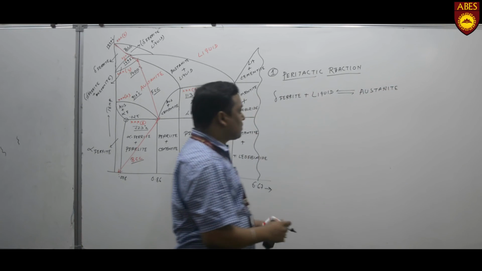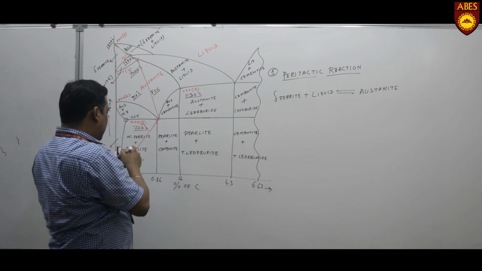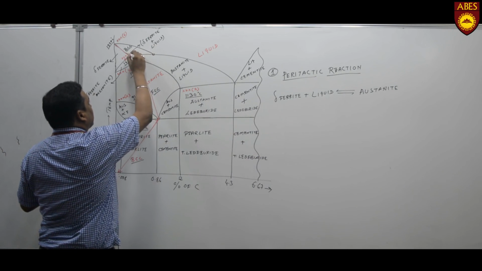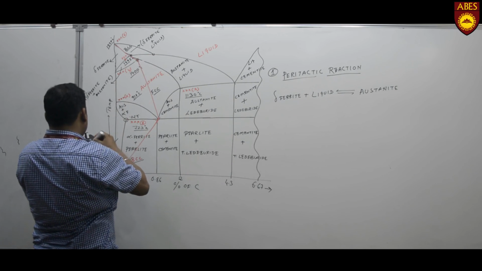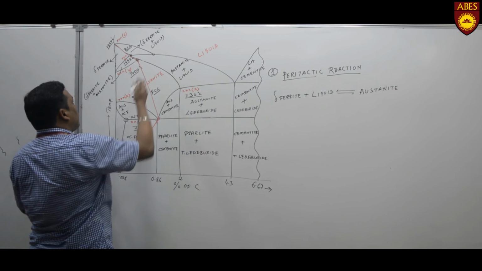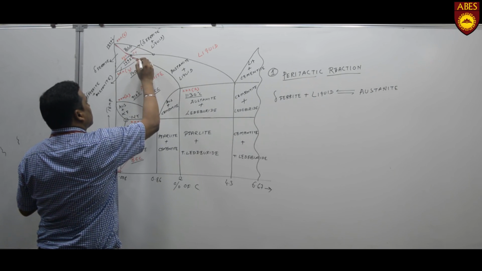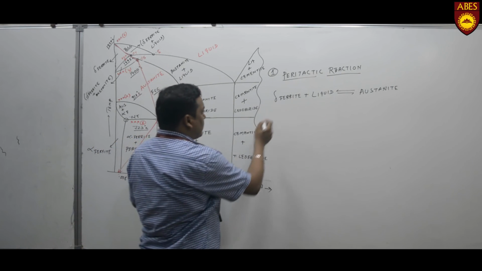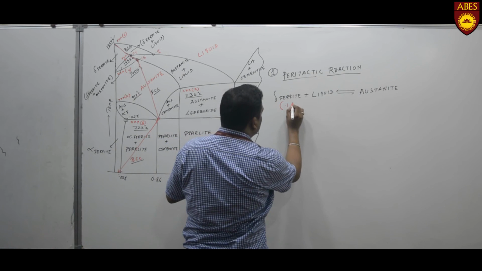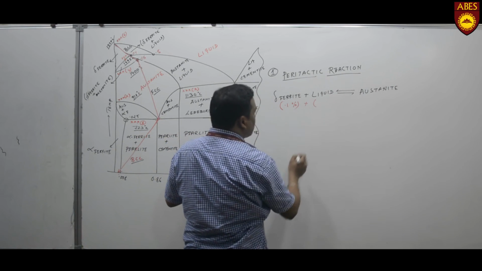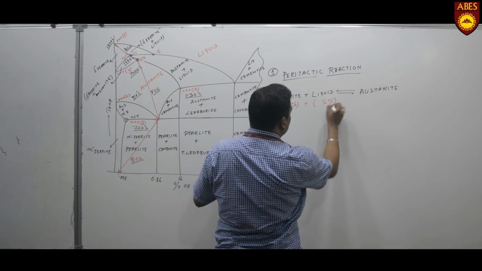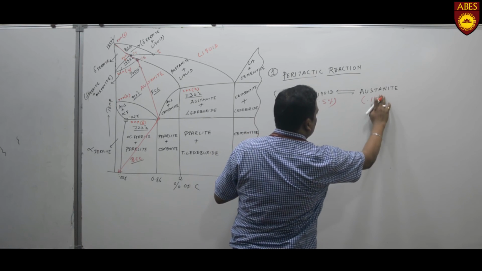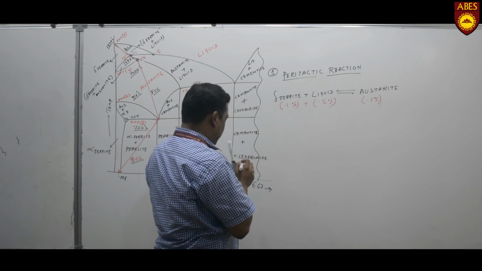What are the carbon percentages involved? At this point there are three carbon percentages, and I have to write them at each point. The first one is 0.1, this is 0.15, and the last one is 0.5. So the delta ferrite carbon percentage is 0.1% plus the liquid carbon percentage is 0.5%, and it transforms into austenite at 0.15% carbon.